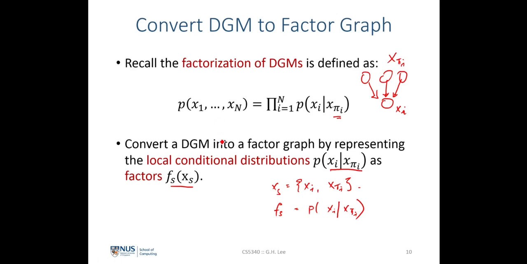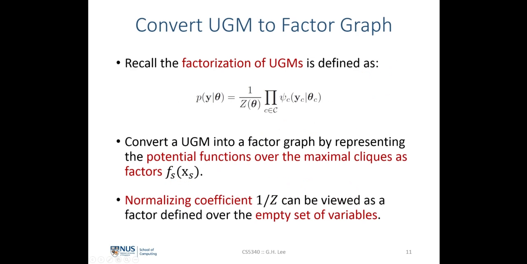And plugging this particular equation back here, by substituting this with the parent-child relation, we can see that we will arrive at the same factorization given by the factor graph as defined earlier on, where this is simply the product of fs(xs) over here. So we can also convert an undirected graphical model to a factor graph.